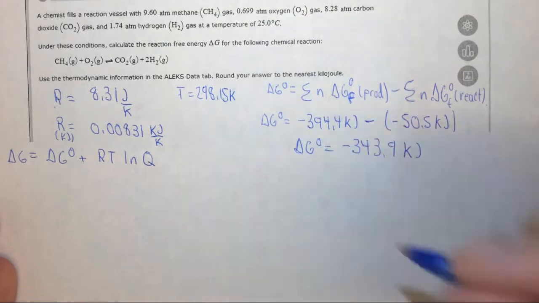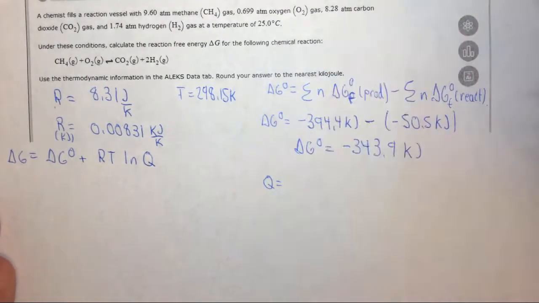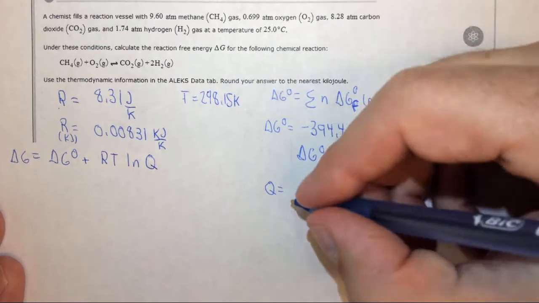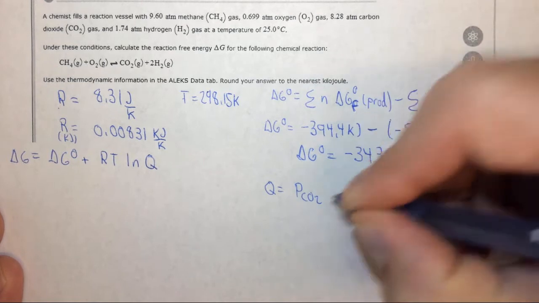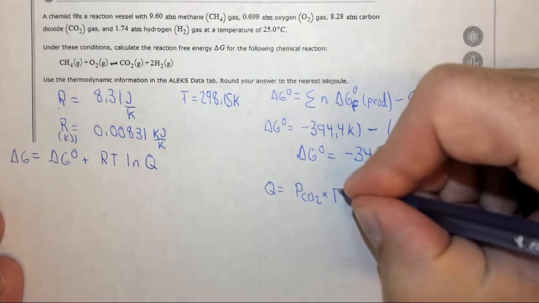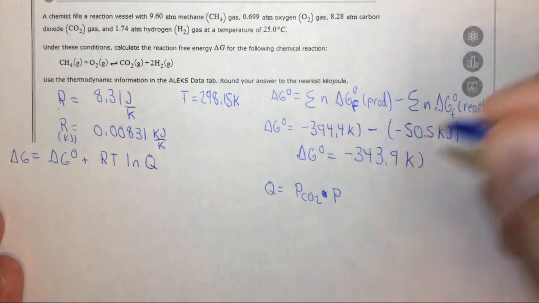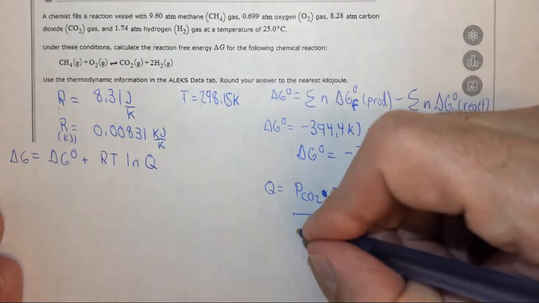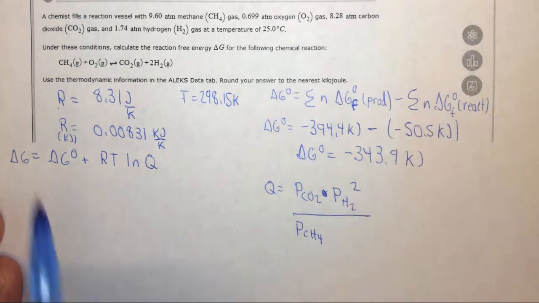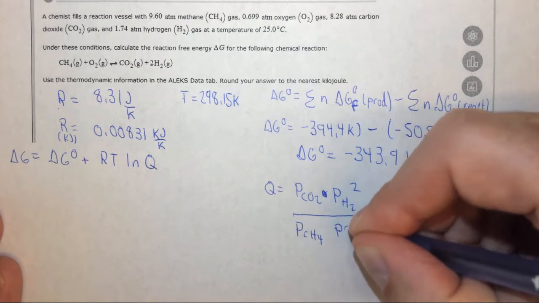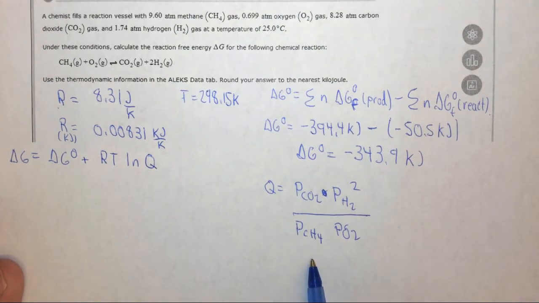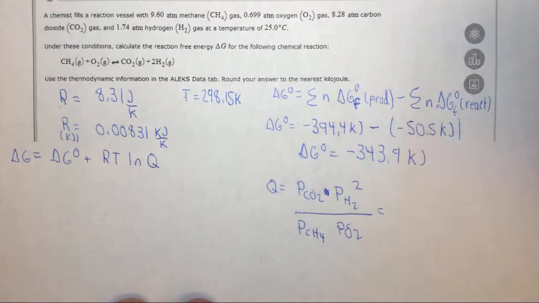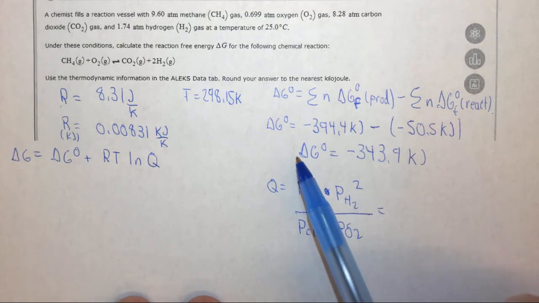What about Q? Well, Q is equal to products over reactants. In this case, they're all gases and we're given pressures. So it's the pressure of CO2 times the pressure of hydrogen squared, because there's 2 of them, divided by the pressure of CH4 times the pressure of O2. So products over reactants, except it's non-standard conditions, so we're going to use these atmospheres. I'm going to leave the units out because Q is typically given as unitless.